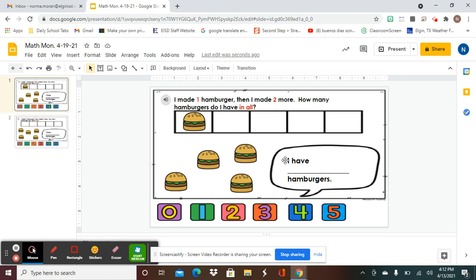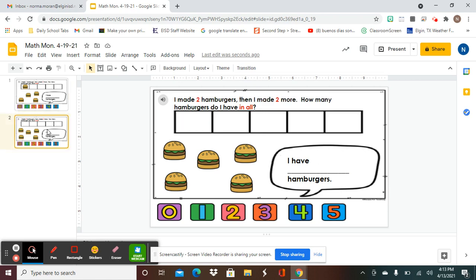It says here, I have blank hamburgers. So on this blank, you're going to put your answer. So if it was 0 hamburgers, you're going to put the 0 here. If it was 1 hamburger, you're going to put the 1 here. Or if it was 2, you're going to put it here. Okay? So remember, you have to move the hamburgers depending on what your word problem says, and then you have to put your answer right here. Okay?